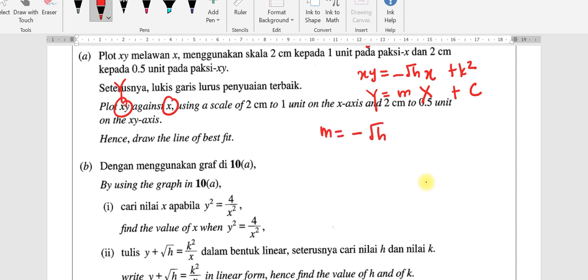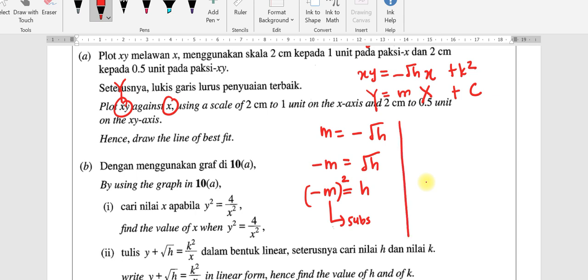Betul tak? So, you nak jadikannya h macam mana? Then, you bring the negative m dulu, dia akan jadi root h. Dan h-nya adalah negative m. And then, you square it. Okay? And then, ganti you punya gradient. Substitute. Okay? Don't forget to substitute.